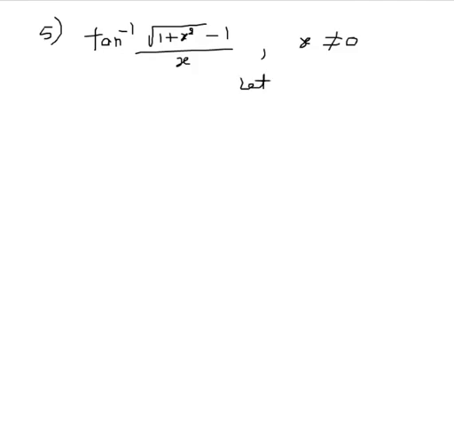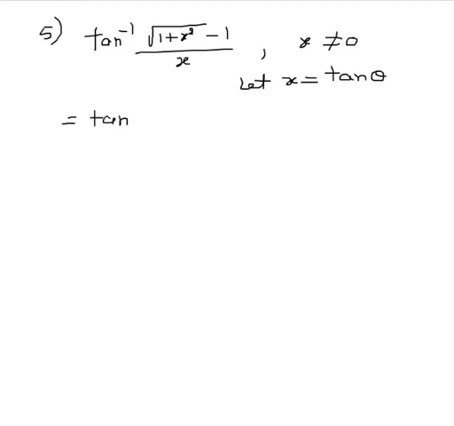Now question 5. Write the following functions in the simplest form. Tan inverse of root of 1 plus x square minus 1 divided by x, where x is not equal to 0. Since we have root of 1 plus x square, look at the substitution table which I gave. So 1 plus x square, we will substitute x as tan theta, or you may substitute cot theta. Here a is 1, so a tan theta is 1 tan theta.